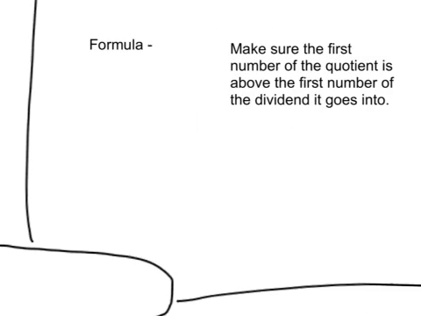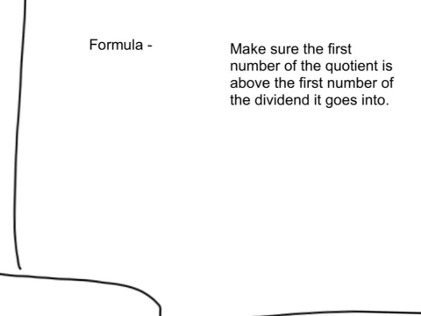In the upper right-hand corner, please write, make sure the first number of the quotient, the answer, is above the first number of the dividend it goes into. What do I mean by that? Take a look at this problem.